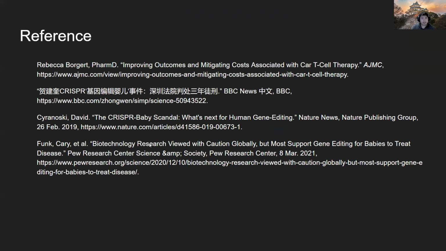In the end, I think CAR T cell will help a lot of cancer patients, but at the same time, it's not really fair to poor people who cannot afford it. And on the other side is the gene editing baby. I think this is a really bright future, a really good technology for people who want to have a healthy baby. But I think it should be regulated.